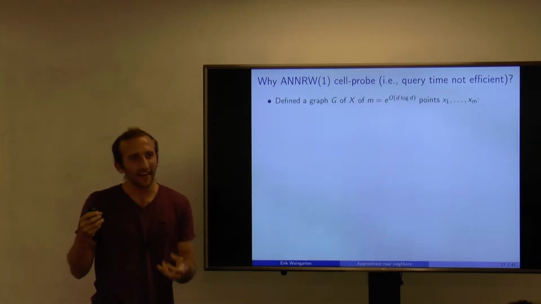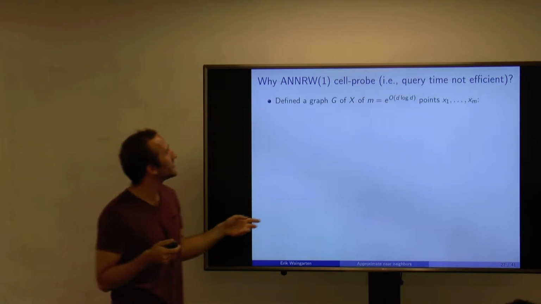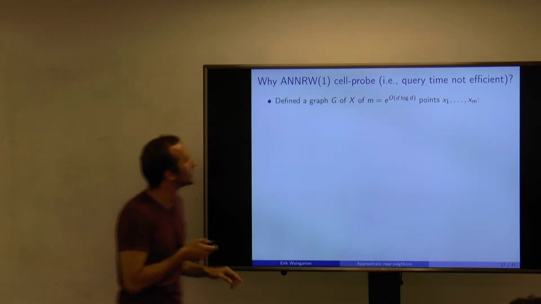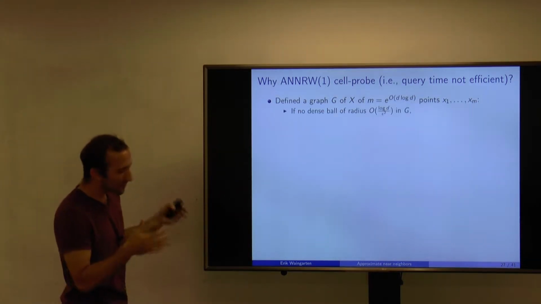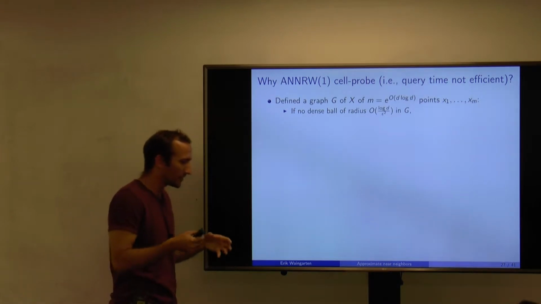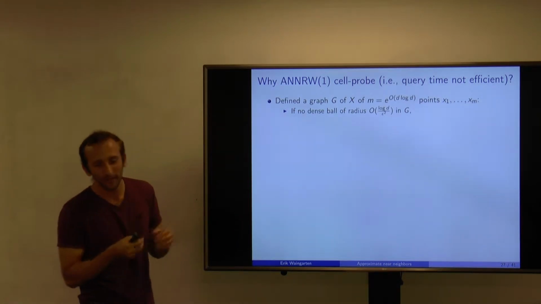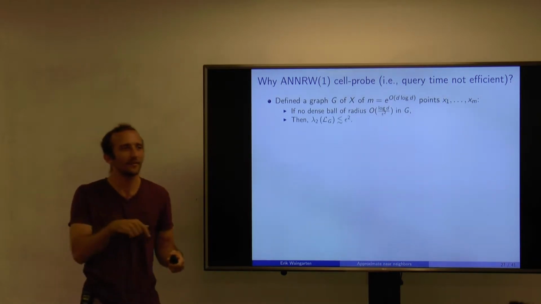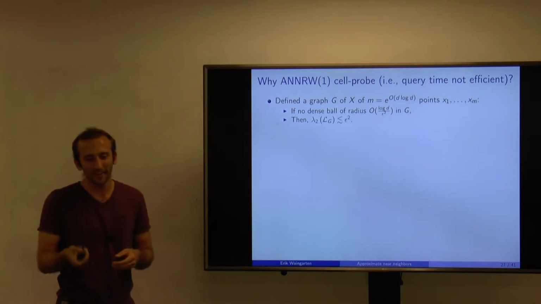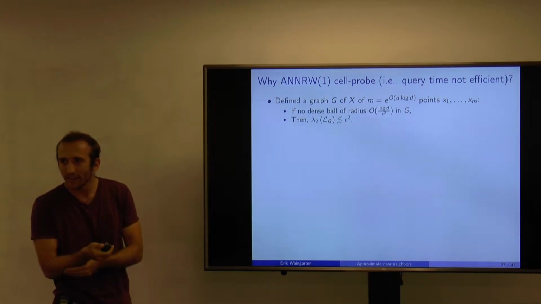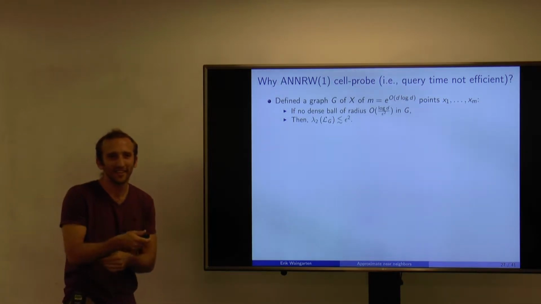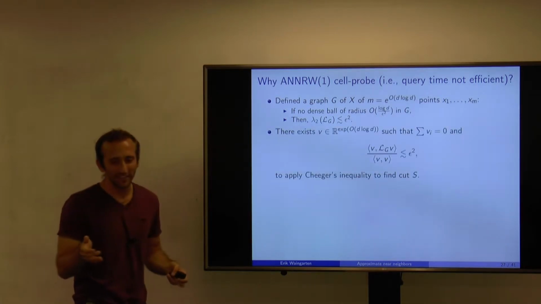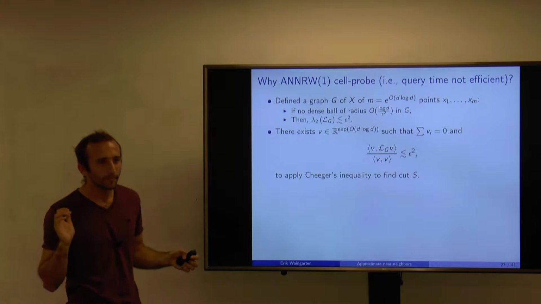We defined this graph, which was some net of our space, and this graph had m points, which was e to the d log d many points. And now what we said is we were going to apply this recursive partitioning. So we were checking, okay, if there's a dense ball of radius log d, and if there wasn't, then we applied this inequality that Assaf proved to conclude an upper bound on lambda 2. Okay, so this means that the second smallest eigenvalue of the Laplacian is bounded by lambda 2, which means there exists an eigenvector for which I can apply Cheeger's inequality to cut.